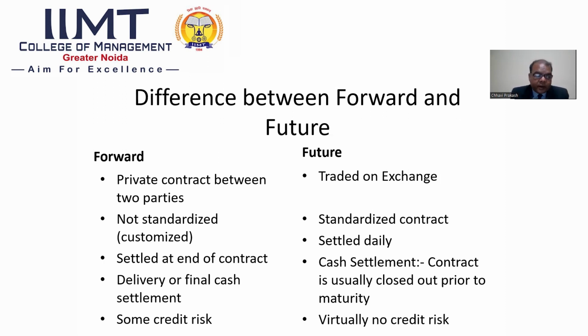Suppose we take a stock price for Reliance. Reliance is being traded at 2,500 in the forward market, and two parties have agreed to buy and sell at 2,500 after 3 months, and the quantity they have defined is 250. So this trade will actually take place after 3 months, and all the settlement process will take place after 3 months.